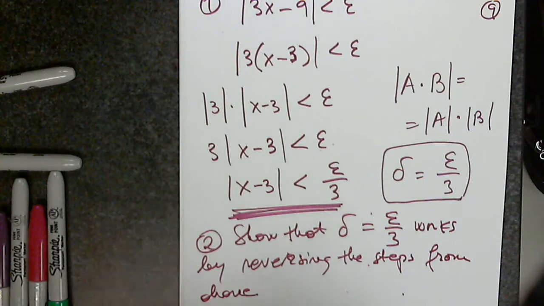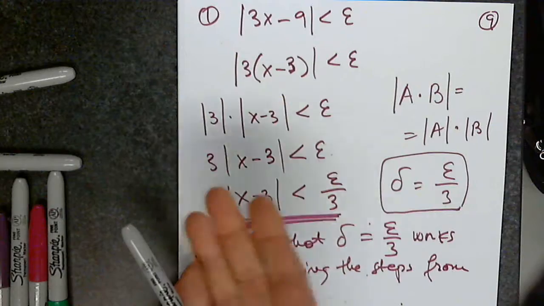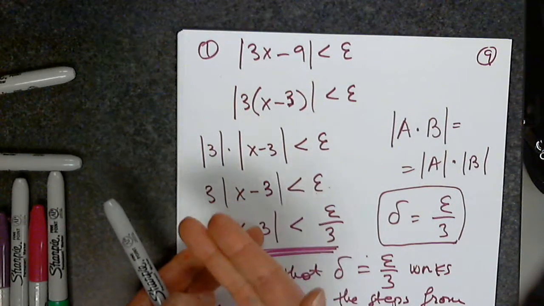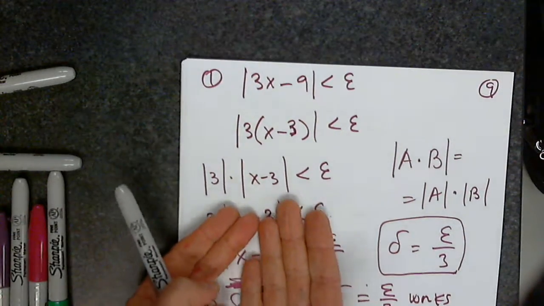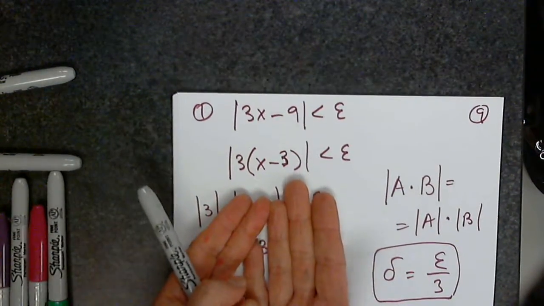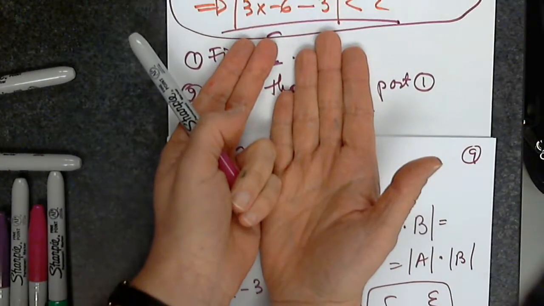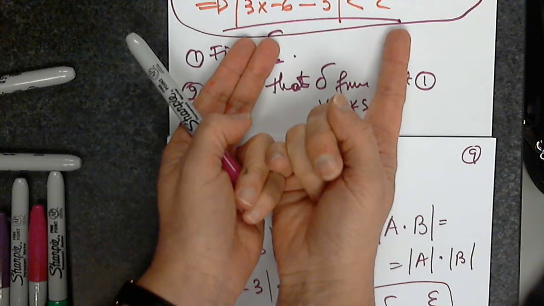So all I have to do is say, okay, I start here. Multiply both sides by 3. I get this. Change the absolute value of 3 into the absolute value of 3. Then change this into this, and then change this into this. So present the function and the limit less than epsilon.